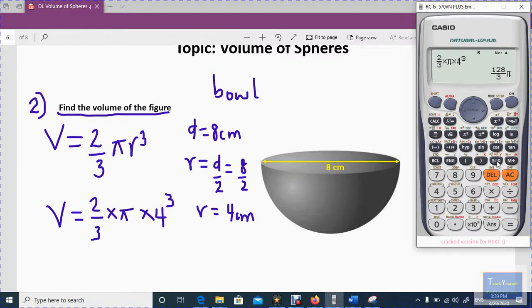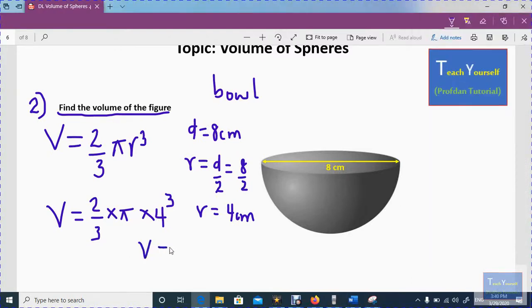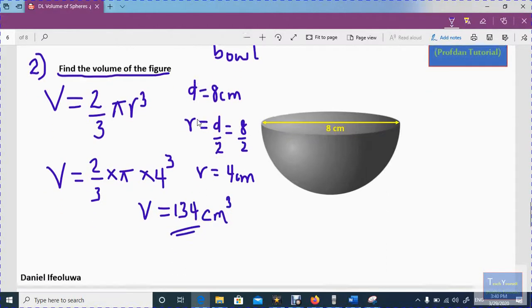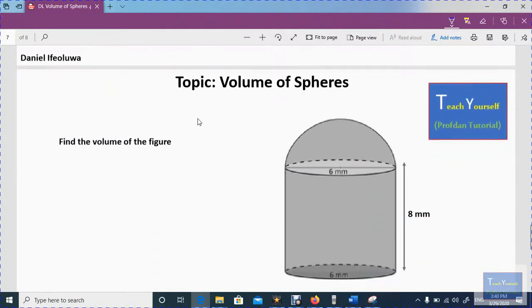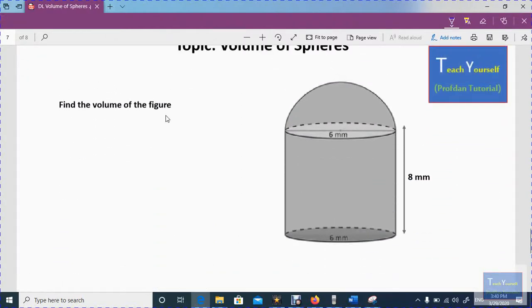And in terms of decimal, I can have it as 134.04. So your volume is 134. So in this, we also have centimeter cube. Okay. Another example, example 3.